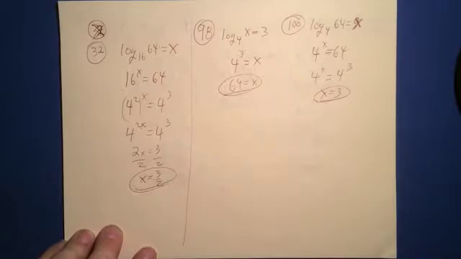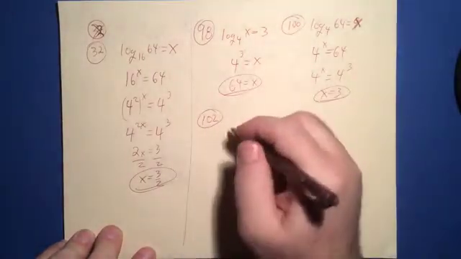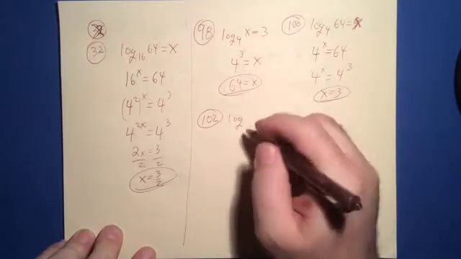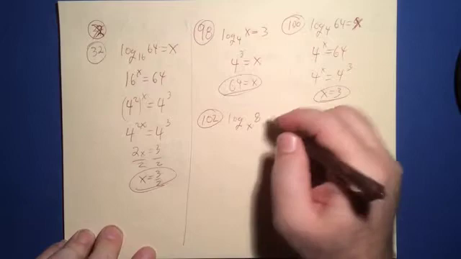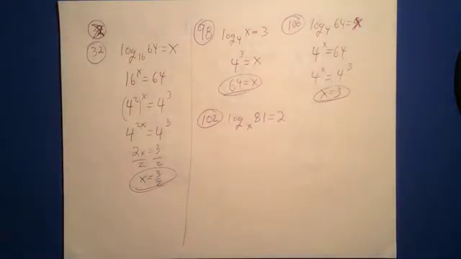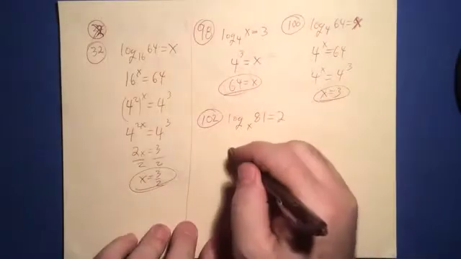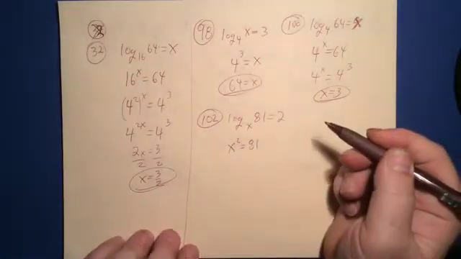Going on to crank out a few more of these, I have 102. I have log of x, base x of 81, is equal to 2. So I'm going to go ahead and write this in exponential form. You get x squared is equal to 81.